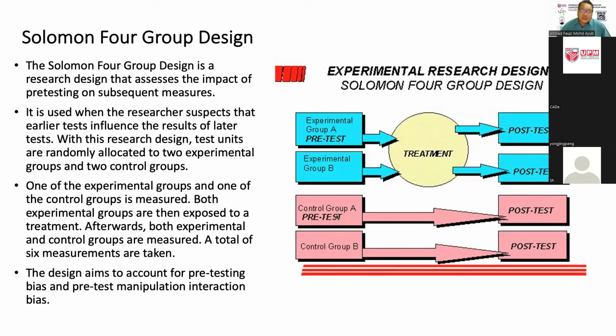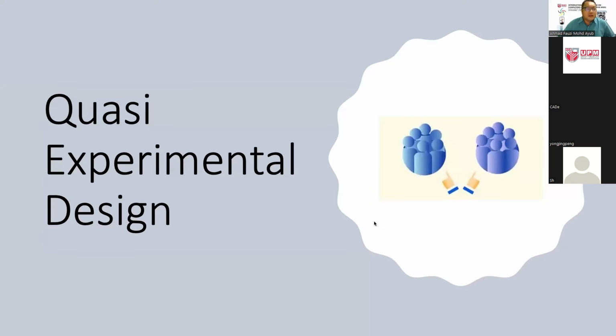So control group, we have the pre-test and we have the post-test, but then the other one depends on the person. So if you want to choose this design, it depends on what the objective is that you want. What are the things that you want to investigate? So you can have this one, but make sure that you have enough capacity to use this design.